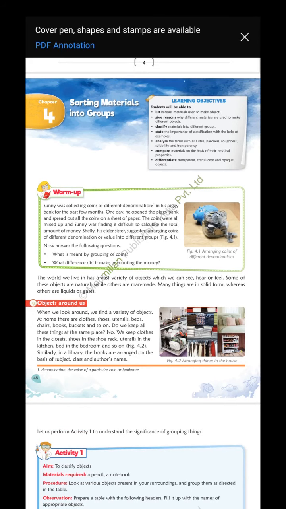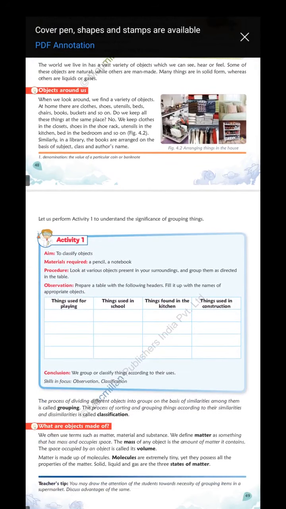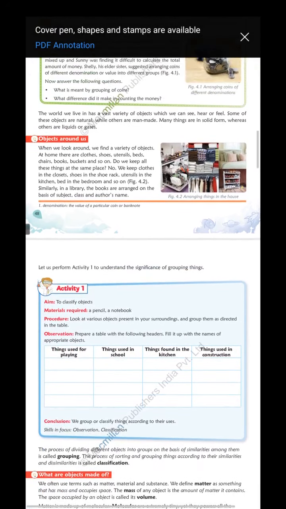Here we got two terms for the first topic, sorting materials into groups: grouping and classification. From this we can understand grouping. First we have to know about grouping. What is grouping actually? How can we group the objects?